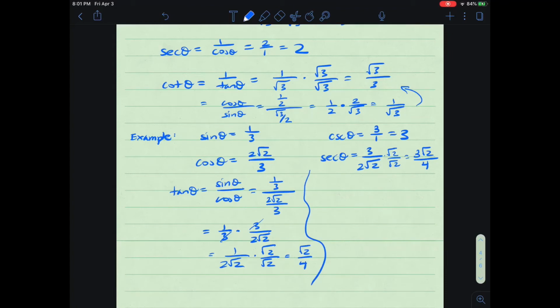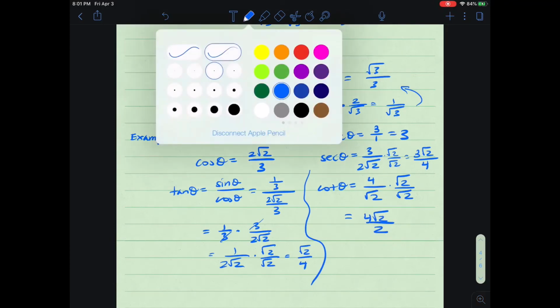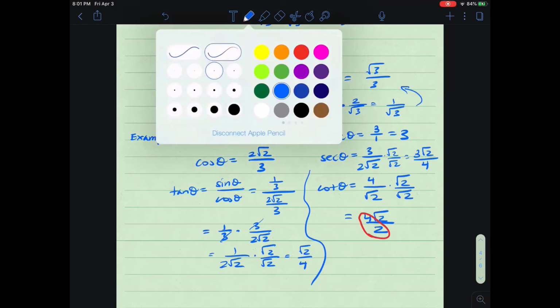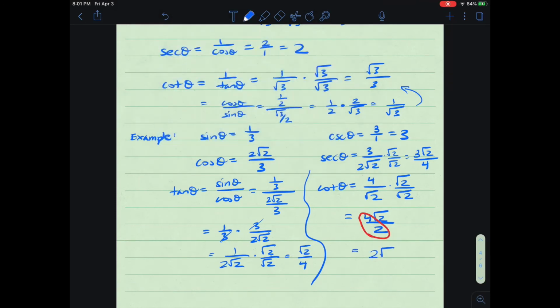And let's squeeze in cotangent theta here. Cotangent theta would just be the reciprocal of tangent of theta, right? So if tangent of theta is √2/4, I know cotangent theta is just 4/√2. Once again, you want to rationalize by multiplying the top and bottom by rad2. Here we'll get 4rad2/2. But then I can go one more step because I can divide 4 and 2 here. And if I do, I'll end up with 2rad2. And this would be what cotangent of theta equals.